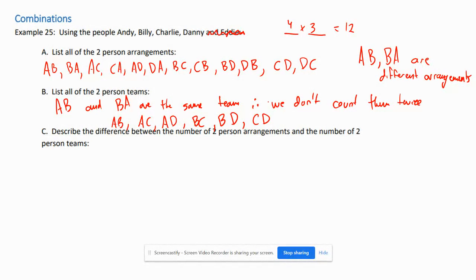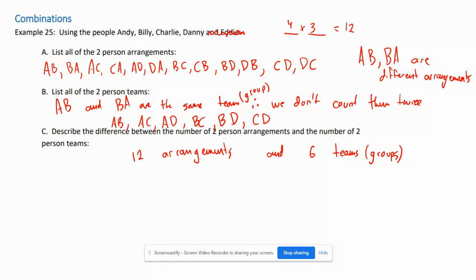Again, the language kind of matters here. If I'm saying team, that means the same thing as group. So a team or a group. Well, the order doesn't matter. AB and BA are the same group or the same team, so we don't need to count those twice. There are 12 arrangements and 6 teams or groups.